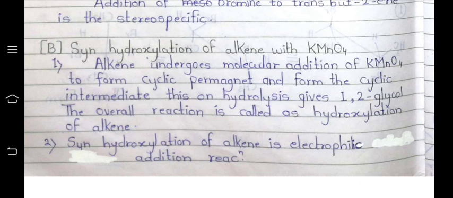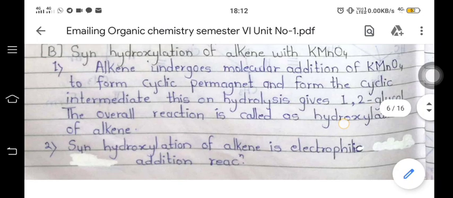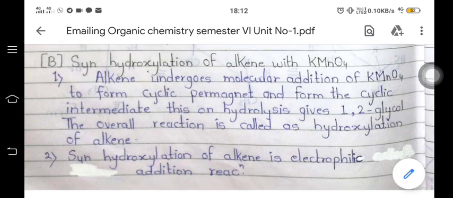So alkene undergoes the molecular addition of KMnO4 to form the cyclic permanganate, the cyclic intermediate. This on hydrolysis gives the 1,2-glycol. The overall reaction is: alkene, cyclic intermediate, and on hydrolysis gives the 1,2-glycol. This overall reaction is called the hydroxylation of alkene.